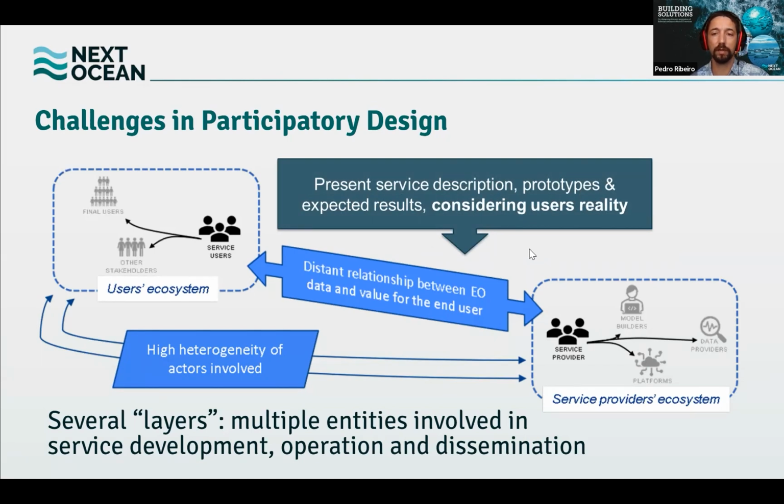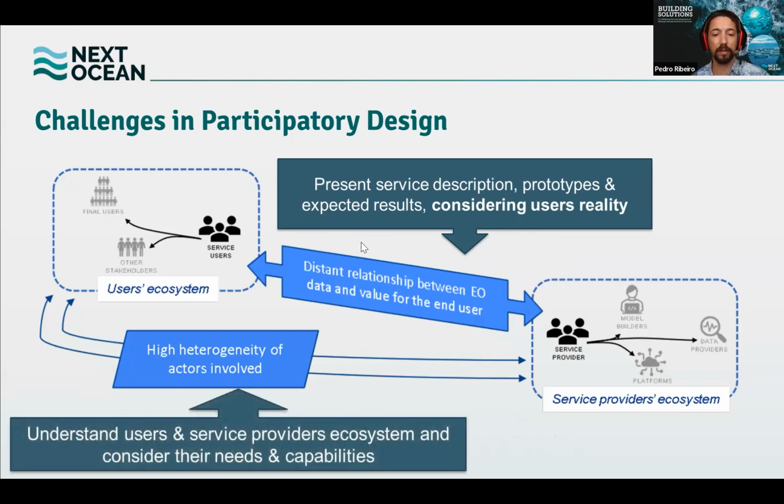So really understand how the services are to be used, which kind of results are expected from the applications from the start, and put the service providers closer to the users' activities and the users' objective with the application. On the other hand, we also have to have a very good understanding of these ecosystems, how these services will be distributed among the different communities of users, and how the service providers are connecting within their own communities. So all of this has to be considered in order to facilitate the participatory design of these solutions.